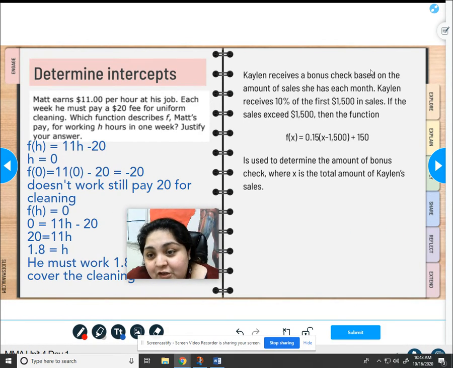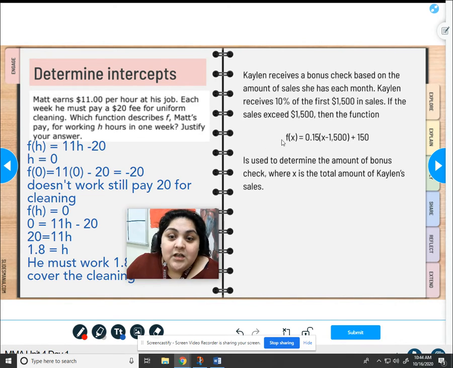Kaylin receives a bonus check based on the amount of sales that she has each month. Kaylin receives 10% of her first 1,500 in sales. If the sales exceed 1,500, then this function is used, so she would receive 15% of that. It is used to determine the amount of the bonus check, where x is the total amount of Kaylin's sales.